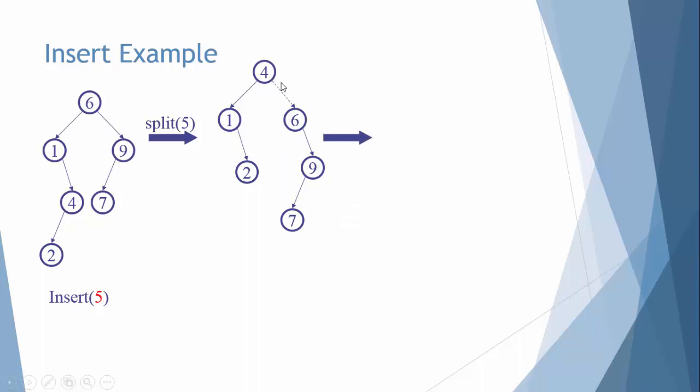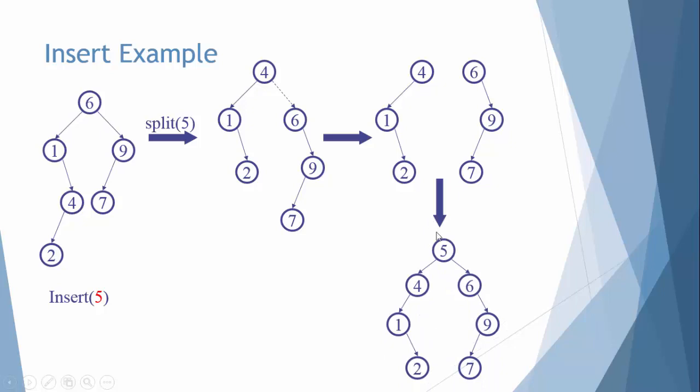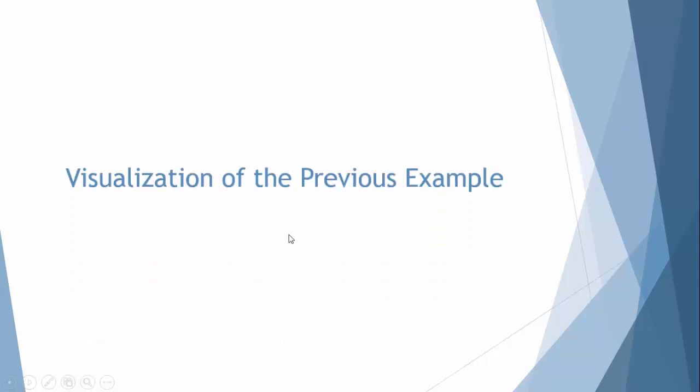The first part contains the nodes 4, 1 and 2, and the second part contains the nodes 6, 9 and 7. The last step is to make 5 the parent of the two parts, and the insertion is completed. Now it's time for visualization of this example.